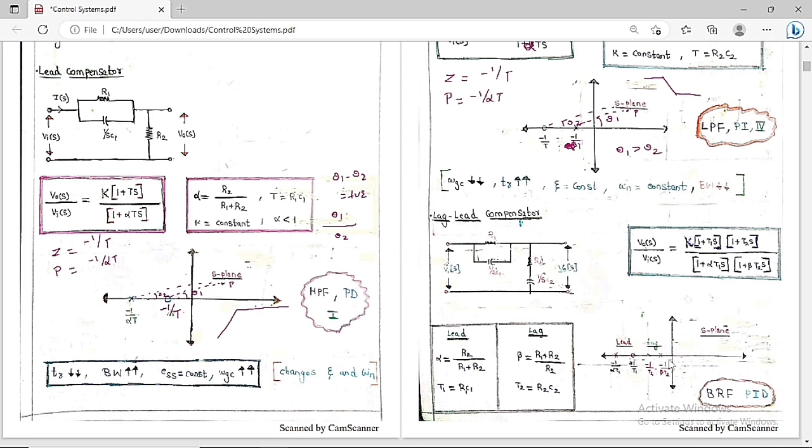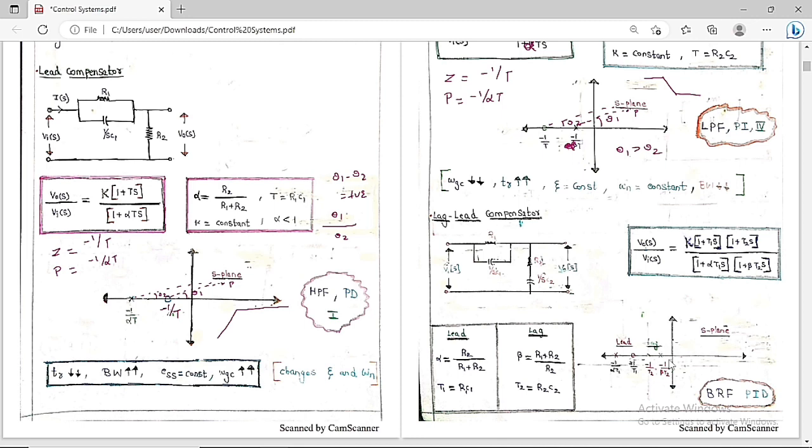As rise time increases, bandwidth will decrease, because the product of rise time and bandwidth is always equal to a constant. So as the rise time increases, the bandwidth should decrease. These things you always have to keep in mind. Here zeta and omega change, but here both are constant. Here zeta is constant and omega is also constant. In the previous case, both were changing, whereas in this case they will be constant.